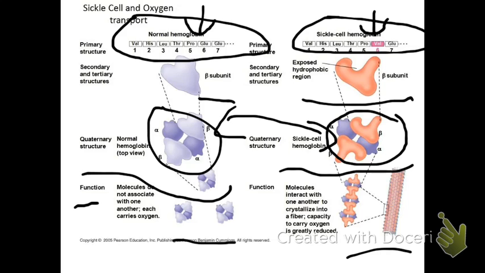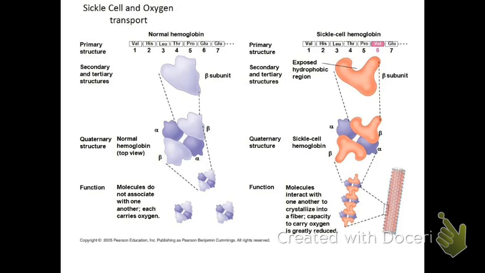So your molecules are not associated with one another. So therefore, each individual molecule is going to carry its own oxygen. If we look over here at our sickle cell, the molecules are interacting with one another, and they're going to crystallize into a fiber. So therefore, the capacity to carry oxygen is greatly reduced. Huge, huge problems for you. Difficulty exercising, creates a lot of pain, long-term health effects, very, very painful disease.